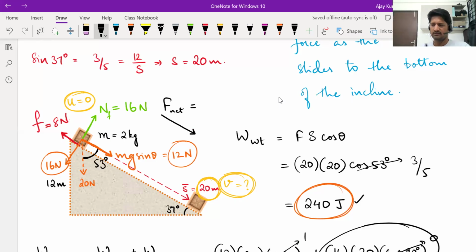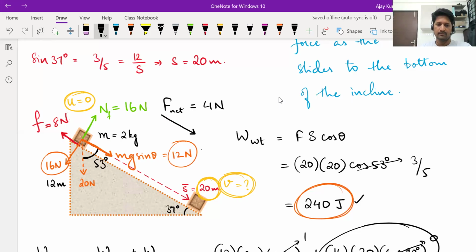Okay, some of your statement got cut. Anyway, mg sin theta minus friction. Mg sin theta is 12 newtons, friction is 8 newtons. So the net force is 4 newtons. Net force is 4 newtons, mass is 2 kg. Rishi, tell me, how much will the acceleration of this block be?